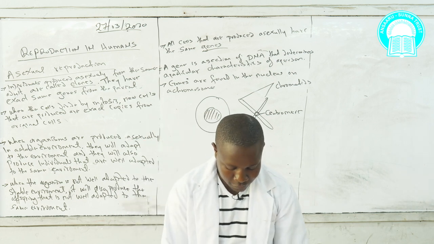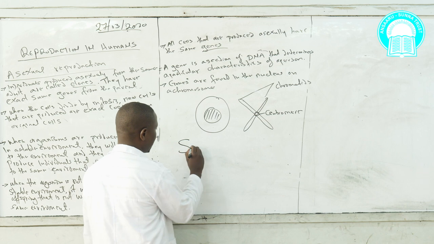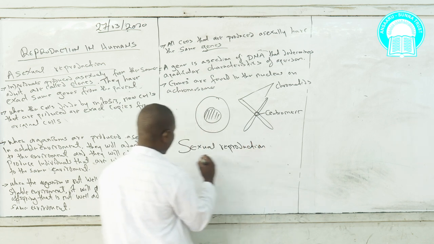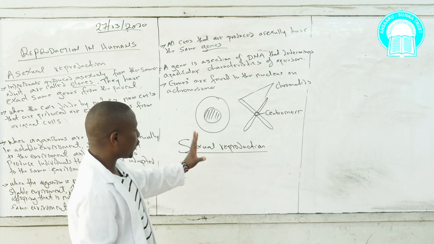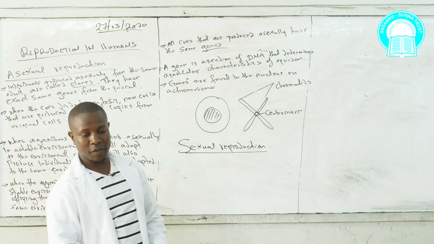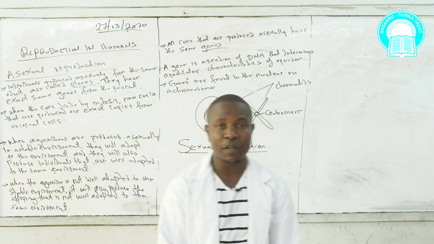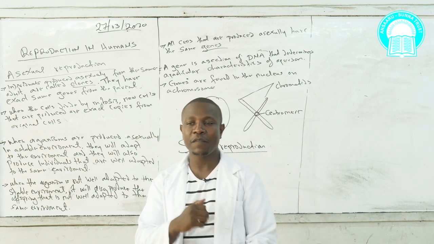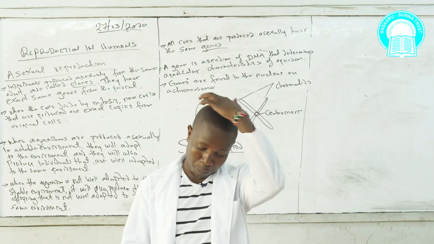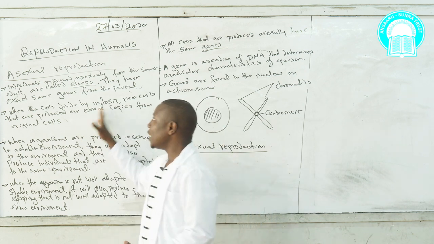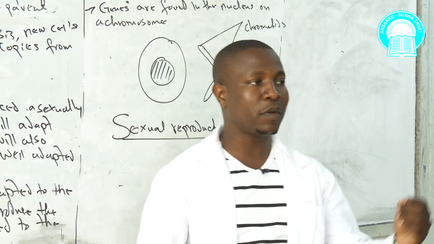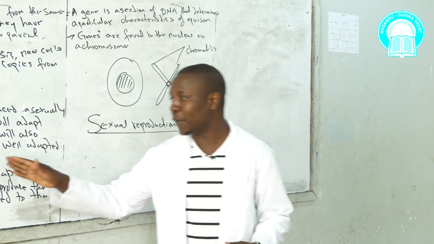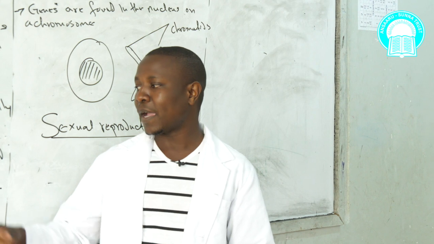So straight away you go to sexual reproduction. Before I start on sexual reproduction, the things that you need to know in asexual reproduction are that the organisms produced are clones. Clones means they have the same genes, the same genetic composition. Number two, in asexual reproduction there is no variation, meaning all organisms look alike. And number three, the environment can alter or determine the survival of what?